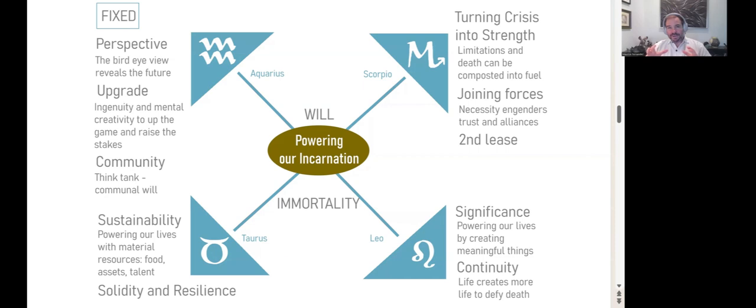So what we're seeing here with the fixed signs is how are we as individuals powering our lives and producing, doing something with our lives so that we leave a legacy, so that life continues. And this is why when I say they represent kingdom, they represent the power of free will, how we can make a difference in this world, make this world a better place. It's up to us. We can't wait to be saved. We have to save ourselves. That's the message of the fixed signs.